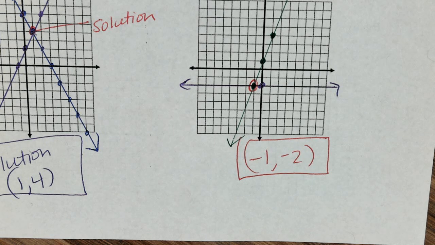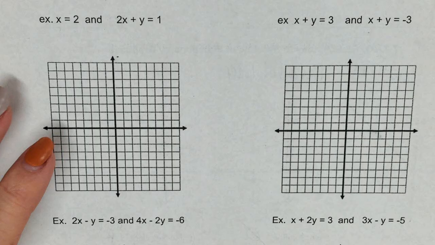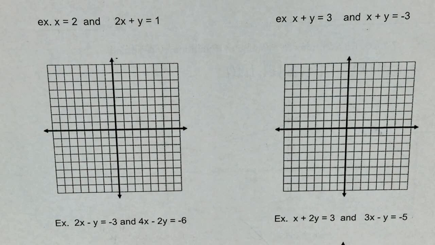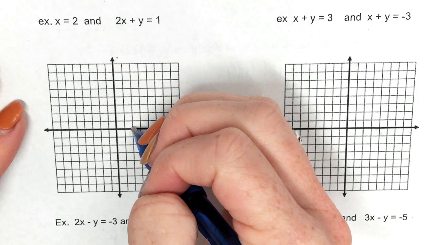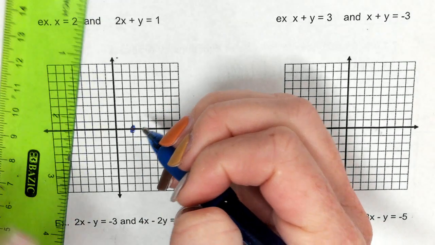All right, let's do like 3 more and then you can get your assignment. Looking at this one, how do you graph an equation that says x equals 2? Go to the x-axis at 2, and it's going to be a straight line that passes through the x-axis at 2.